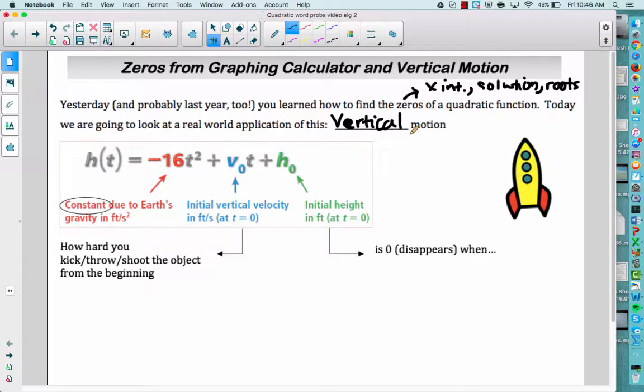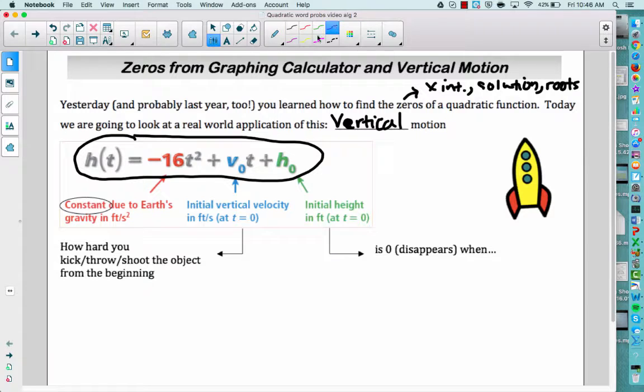Okay. So in order to do vertical motion problems, we're going to have to work with a model. And there is a model when we're dealing with feet and seconds. The model is this formula, h at t, so a height at t time, is equal to negative 16t squared plus v sub 0 t plus h sub 0. So let's just identify that. Negative 16 takes into account the gravity. It's never going to change. We're going to just be plugging things into this actual model.